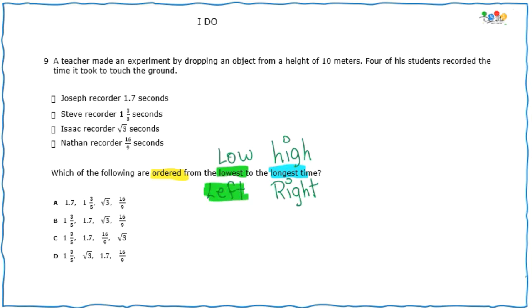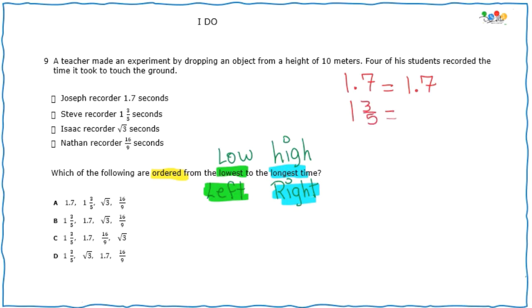So this is from left to right. Okay, if you notice, my numbers have all different kinds of numbers, right? I got decimals, fractions, even square roots. So what I need to do first is change all the seconds into the same unit. So I'm going to choose decimals, of course. So let's write them down over here. So 1.7 is the same as, of course, 1.7. Nothing changed in that. 1 and 3/5.